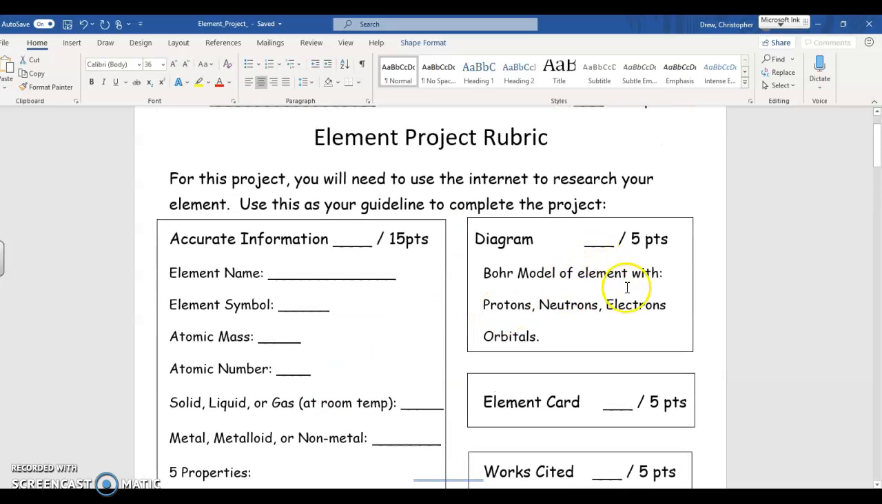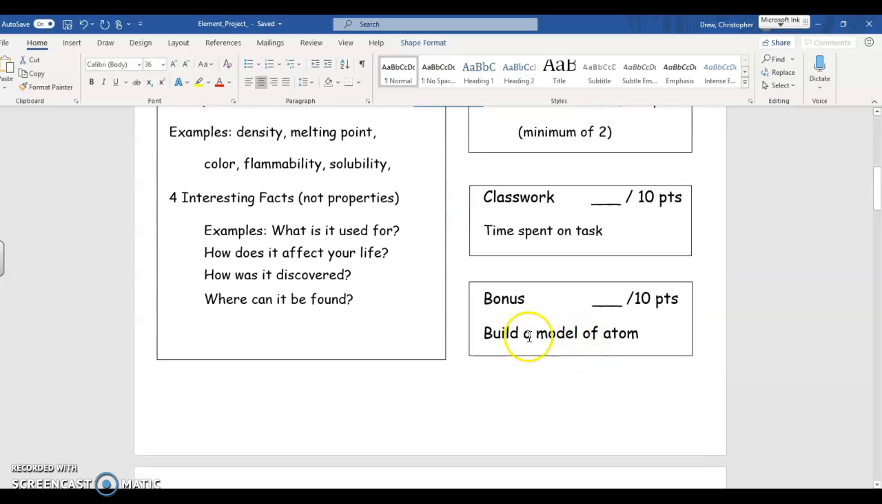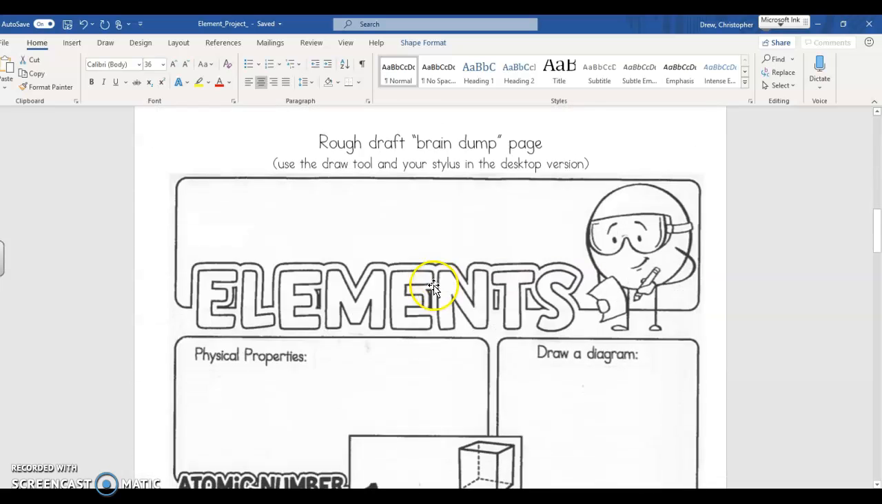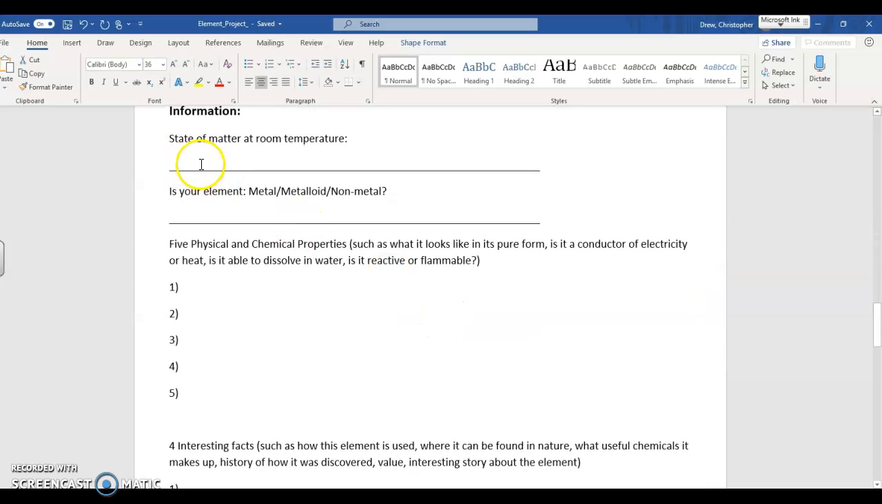The diagram, you can easily get that from the internet. I gave you a website to source that. An element card, works cited, your work time, and a bonus if you'd like to build an actual 3D model. Here's a rough draft to put your ideas, and here's where you're going to actually put your information.